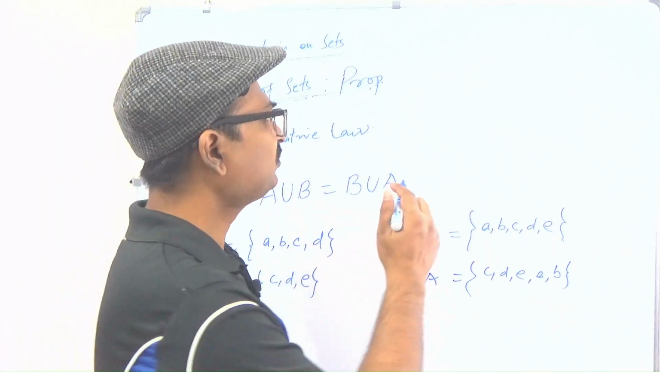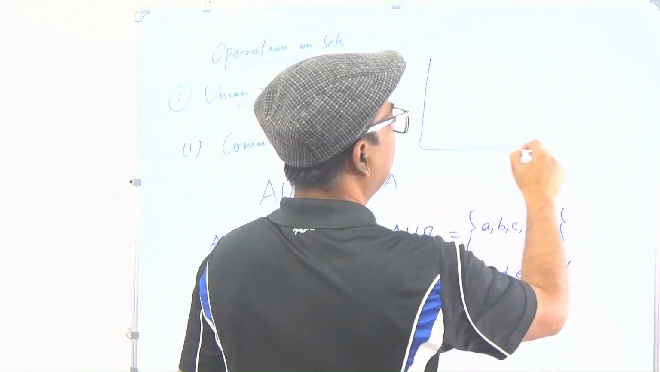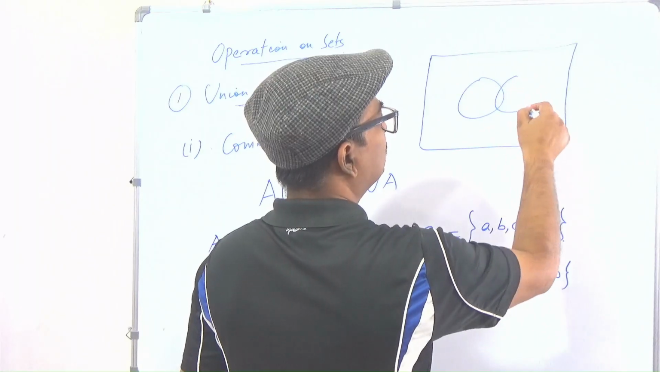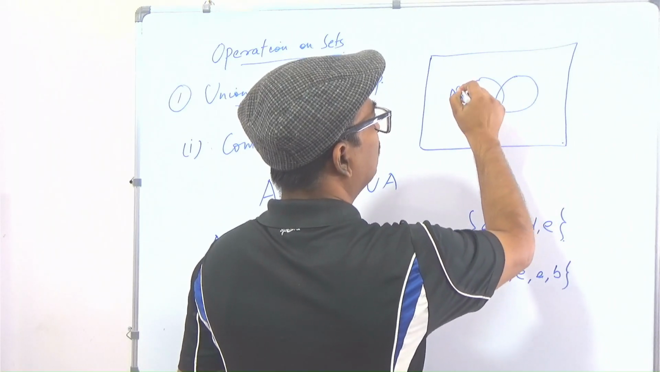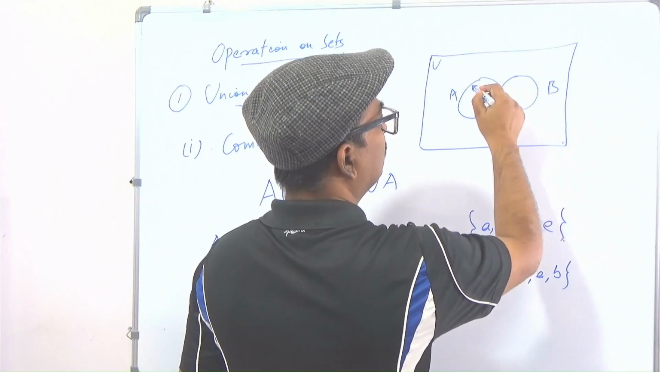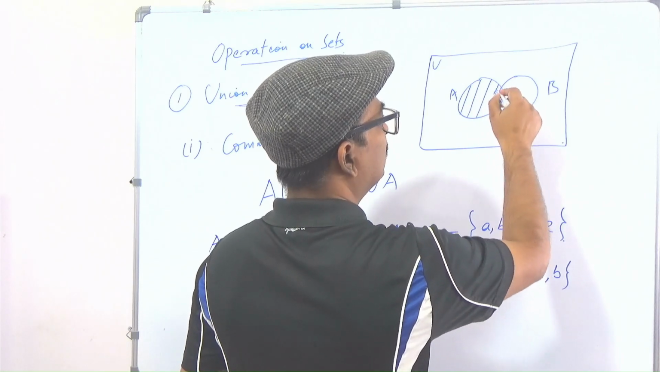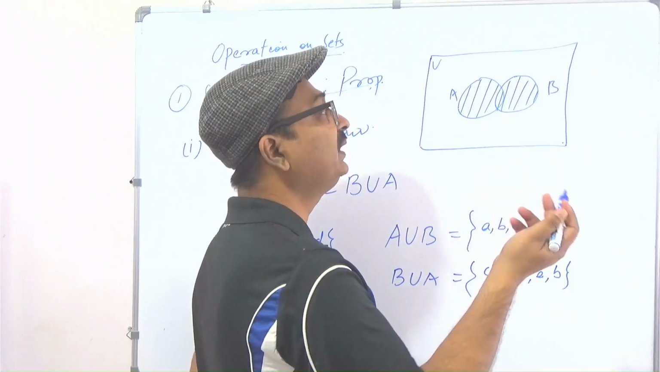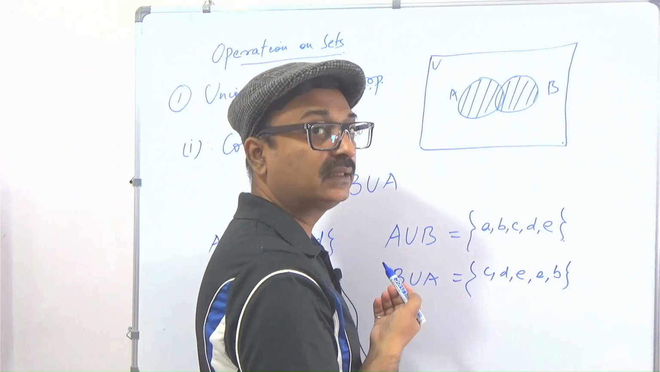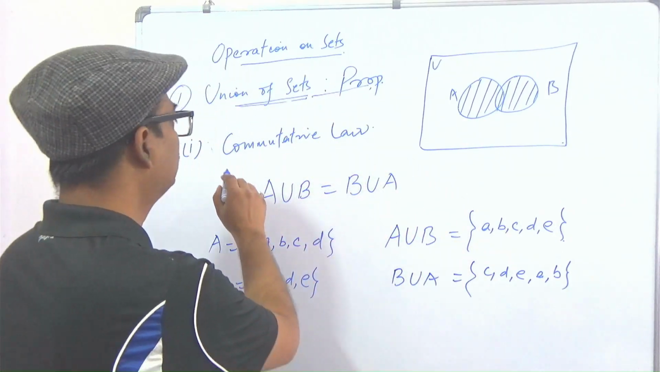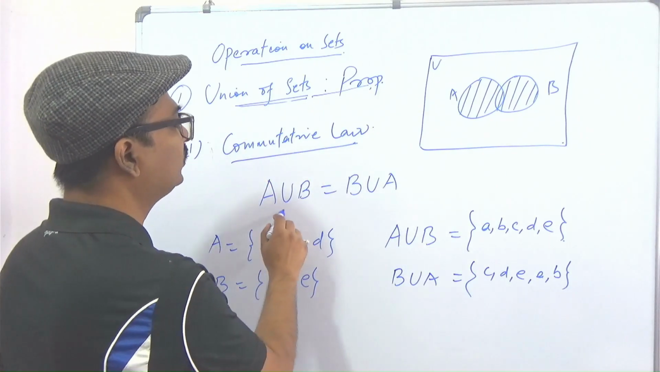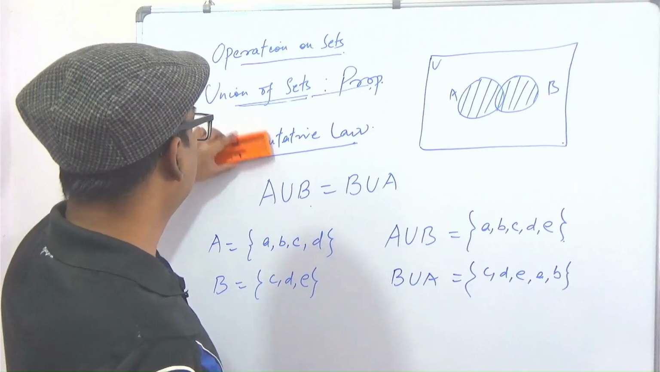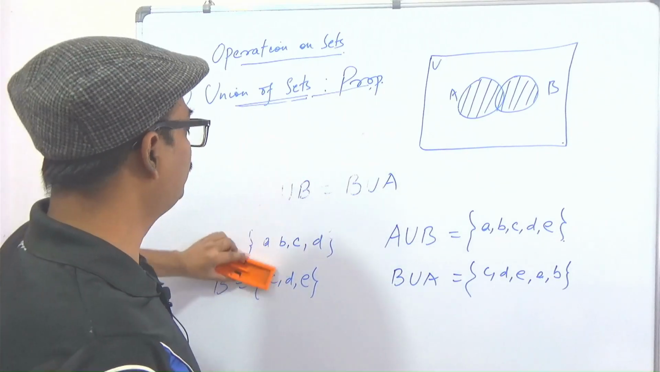Clear? Even in a Venn diagram, if you see through a Venn diagram, let's say this is A, this is B. This was our A union B. If we take B union A, again this is the same. The shaded area is the same. Therefore, the commutative law is A union B is equal to B union A. So the commutative law is applicable in case of union of sets.